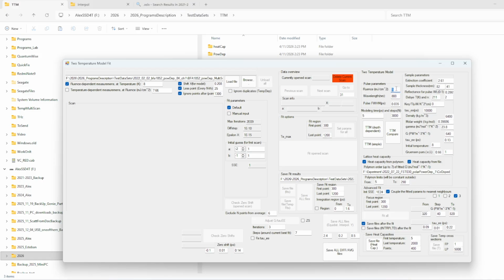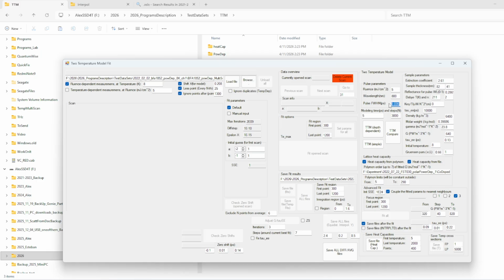However, this fluence is not used for the regular fitting. This fluence is used only for depth-dependent temperature modeling without fitting. The fluence that will be included for fitting is either the fluence that you include here, for example, here at 5, or another option is when you have fluence dependent measurements, fluence is included from the header of the file. So for the pulse parameters, you include wavelengths, you include full width half maxima.